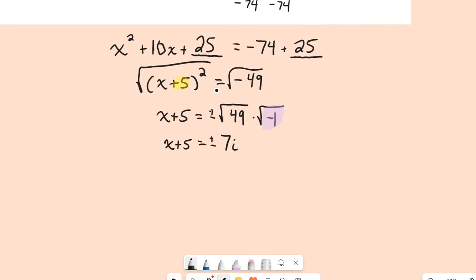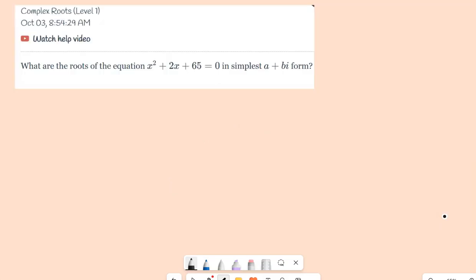And now we're so close, we just have to get x on the other side. So we're going to subtract 5 there, and we're going to have x equals negative 5 plus or minus 7i. And those are our two solutions: negative 5 plus 7i and negative 5 minus 7i. Please try this one on your own, and then when you're done, you can unpause.